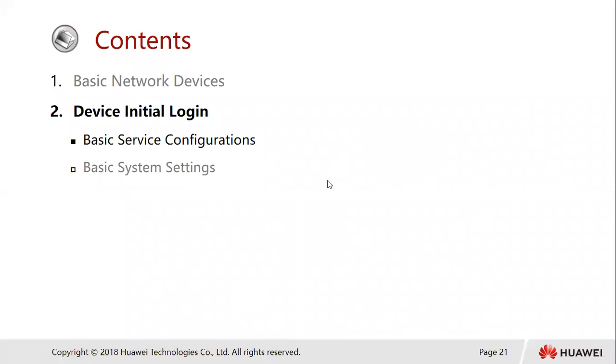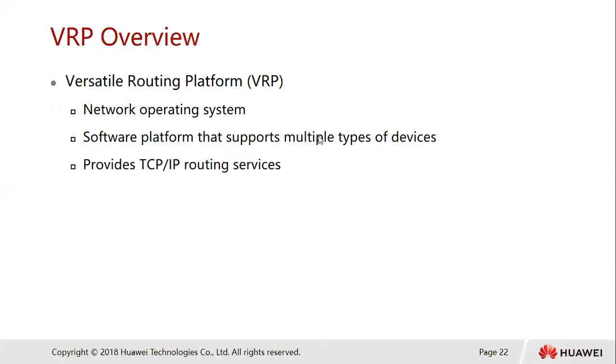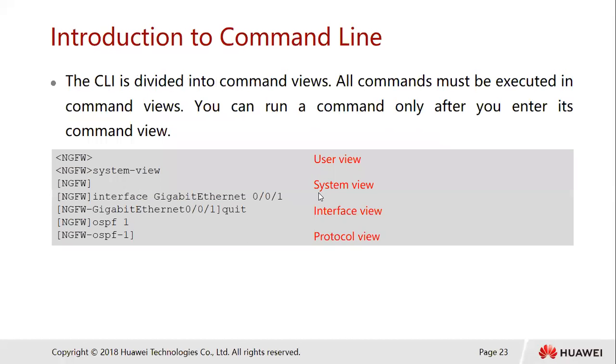Device initial login. All right. So Huawei devices, they use an operating system called the Versatile Routing Platform, VRP. So this is the operating system which Huawei devices use. VRP is a network operating system, a software platform that supports multiple types of devices. It provides TCP/IP routing services.